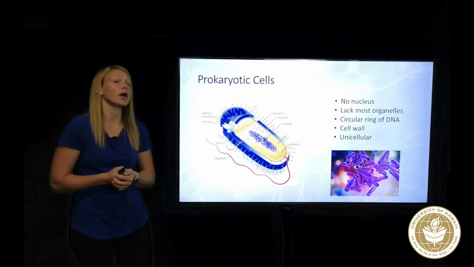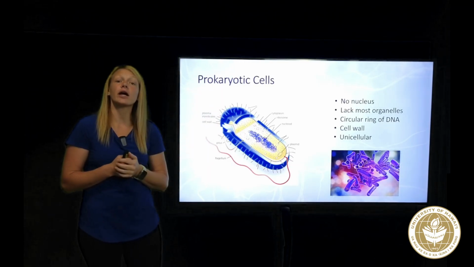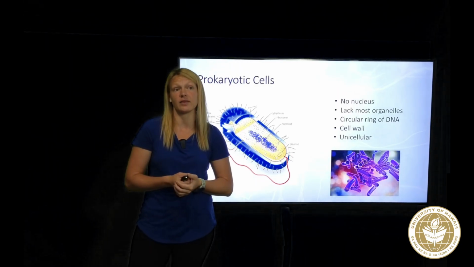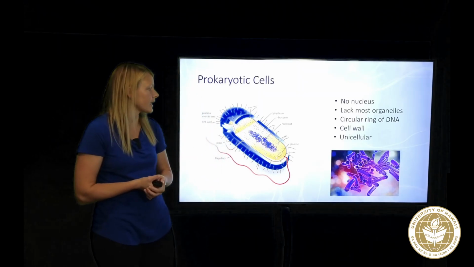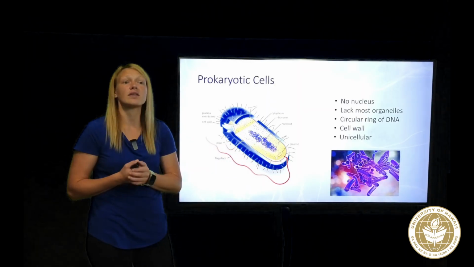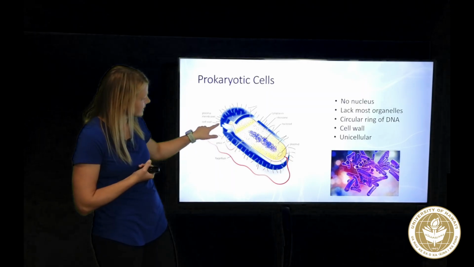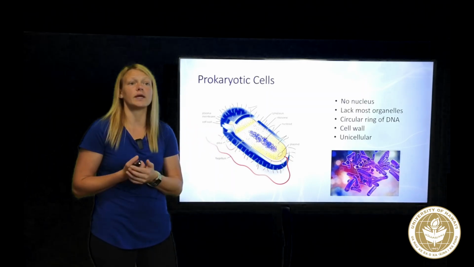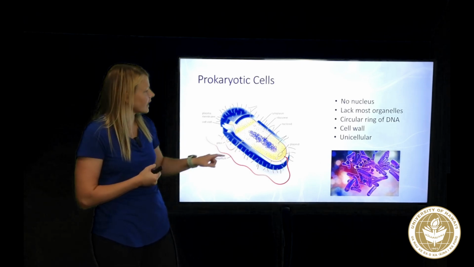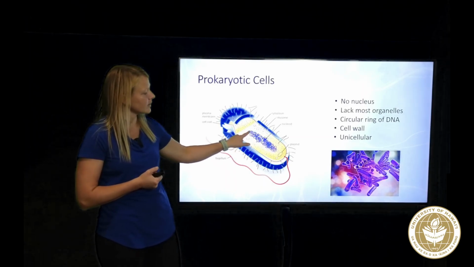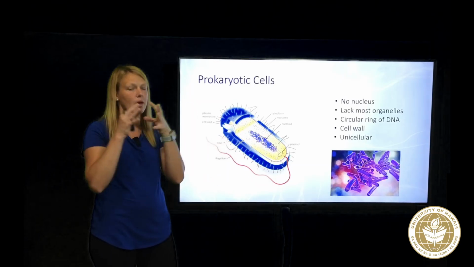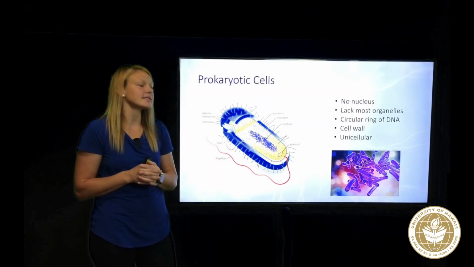Looking a little more at our prokaryotic cells, they lack a nucleus, and they have an absence of most organelles in the cell. The cells contain a circular ring of DNA. The cell wall is normally present, so you can see the cell wall right here. They're going to be unicellular, meaning single-celled. Again, you're going to see this DNA floating around in the cytoplasm. There are no organelles, again, nothing that's membrane bound. And they have a cell wall.